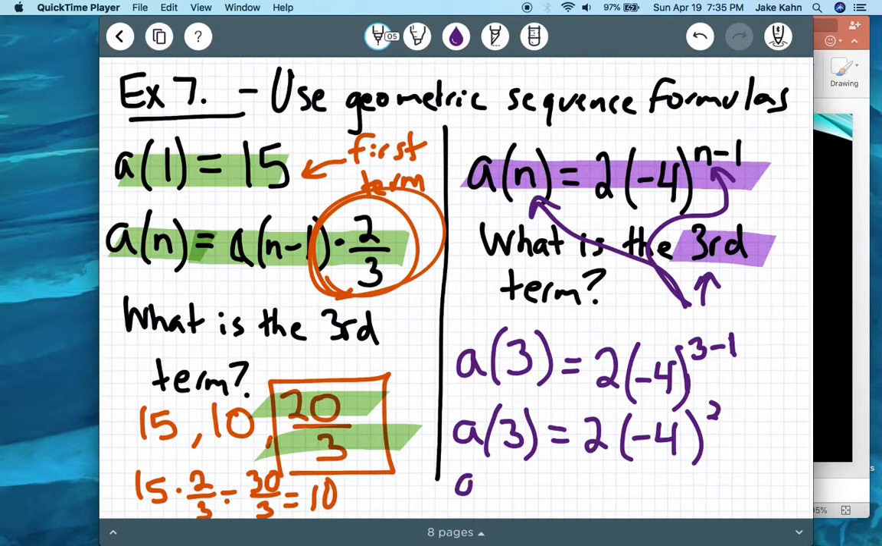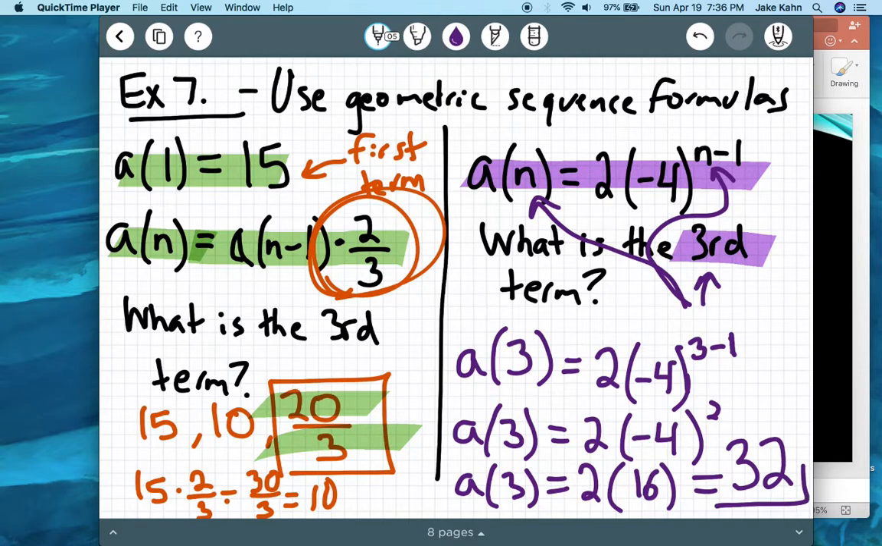Exponent comes next. What is -4 to the second power? -4 times -4 is 16. And 2 times 16 finishes our problem off with 32. And this would be the third term in our sequence. Only one more to go. Let's get to it.